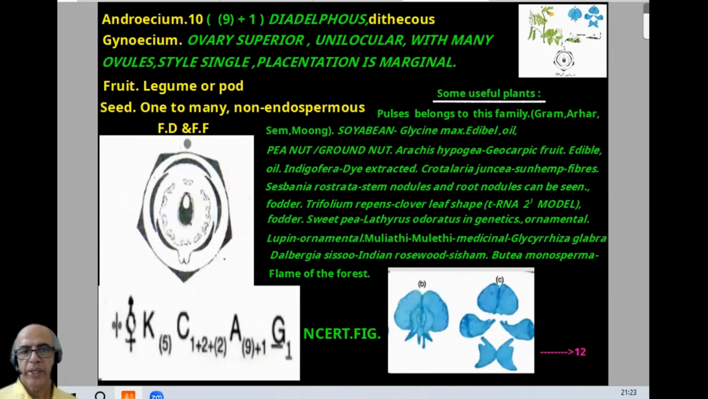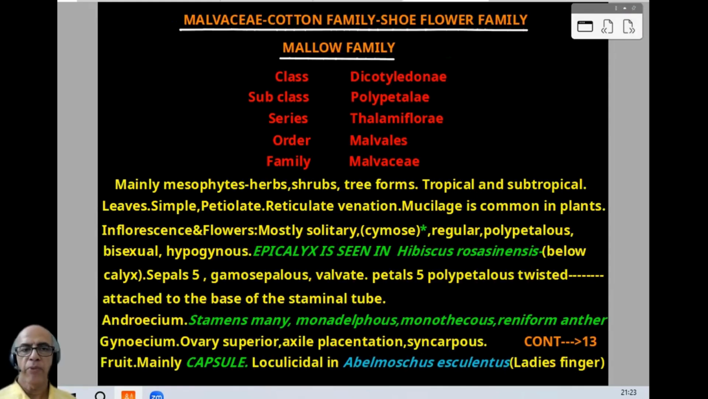Trifolium repens, a fodder. The two-dimensional clover leaf model of transfer RNA, second year we will be studying it when we come to transfer RNA. Then sweet pea, Lathyrus odoratus, utilized in genetics. Lupin, ornamental. Mulethi, medicinal, Glycyrrhiza glabra. Dalbergia sissoo, Indian rosewood, sisham. Butea monosperma, flame of the forest. So many plants, it is a big family. Now we can enter into the next family, Malvaceae.